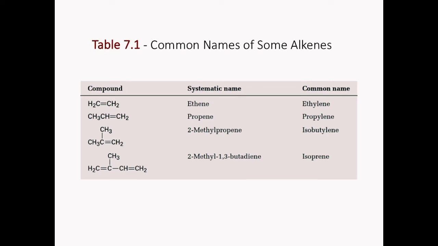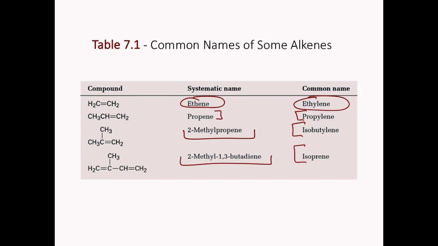For example, the systematic name of ethene is commonly instead referred to as ethylene. Propene is commonly referred to as propylene. 2-methylpropene is commonly referred to as isobutylene. And 2-methyl-1,3-butadiene is commonly referred to as isoprene.